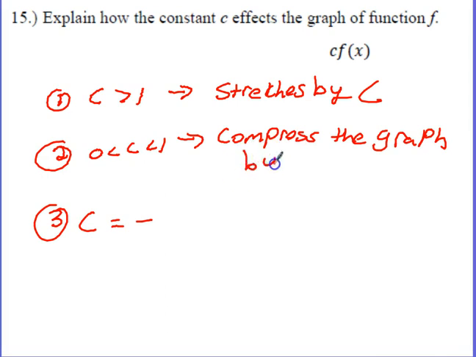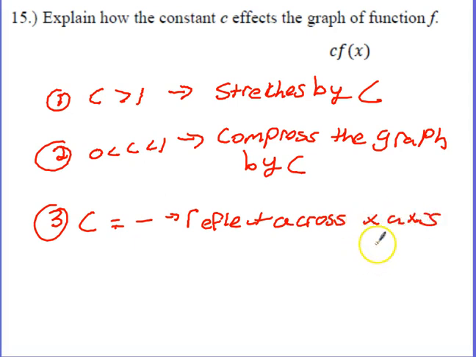by C. And if C is negative, this is when we say it's going to reflect across the x-axis. So C either stretches, compresses, or reflects, depending on what the value is.